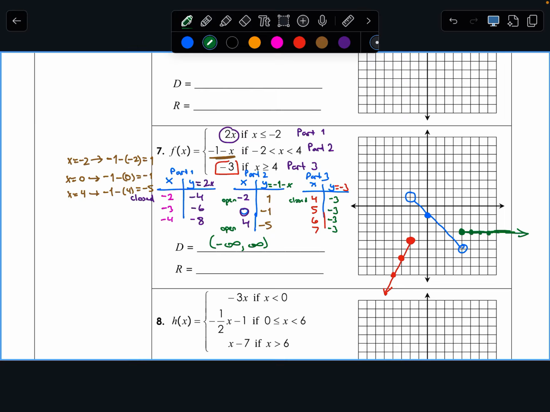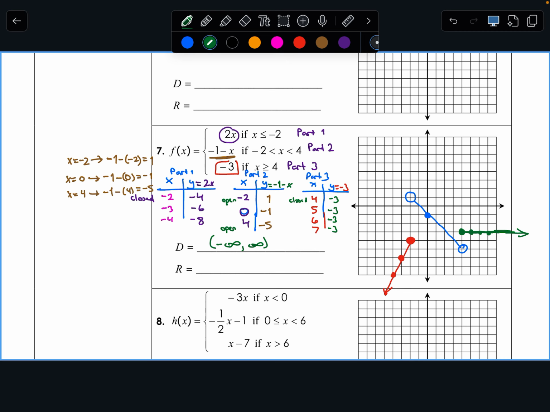Now, for the range. So the range, please watch this carefully. What is on the bottom of this graph? What's the bottom? Negative infinity. Infinite, right? So now I need to go up. So I'm going to go up, right here. I stop right here. Now, I'm right here, correct? So now, I have to see where it picks back up on the range.